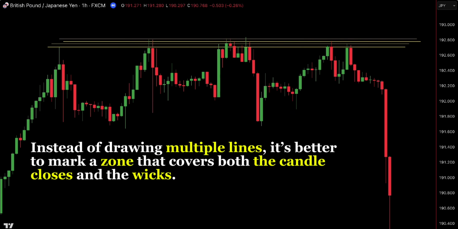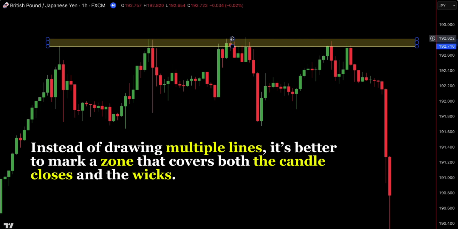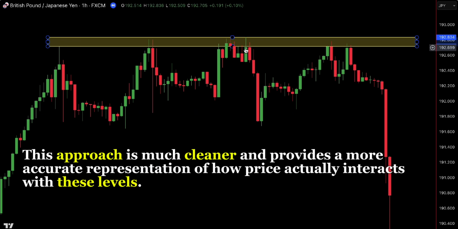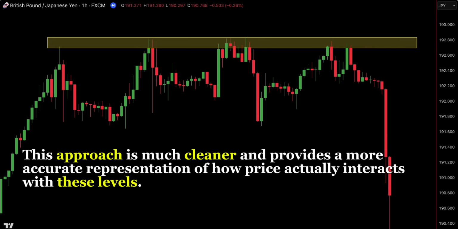Instead of drawing multiple lines, it's better to mark a zone that covers both the candle closes and the wicks. This approach is much cleaner and provides a more accurate representation of how price actually interacts with these levels.